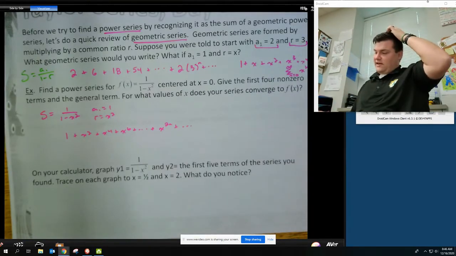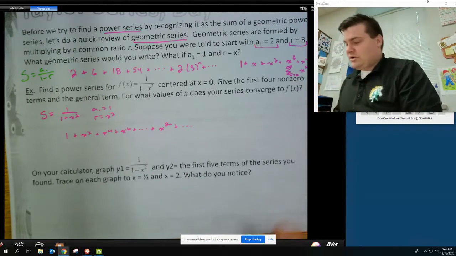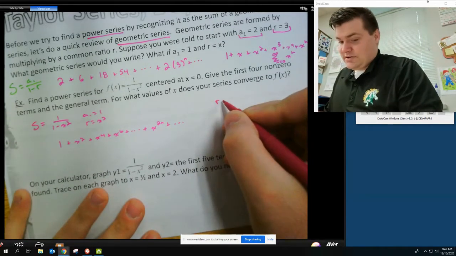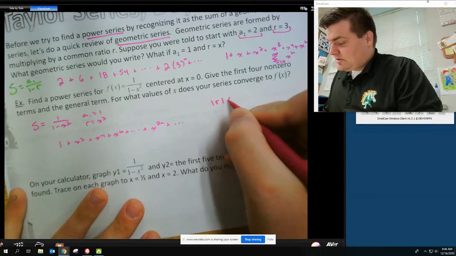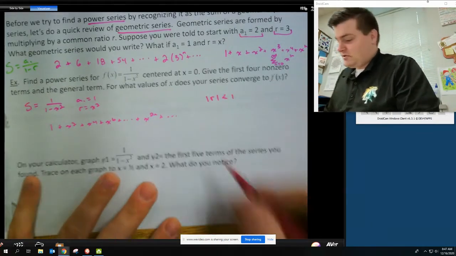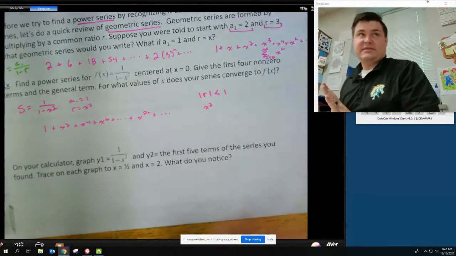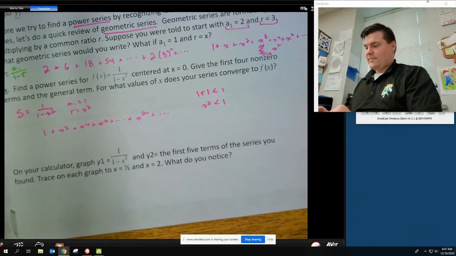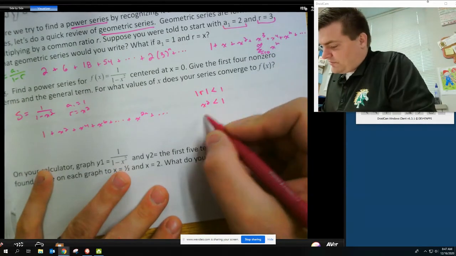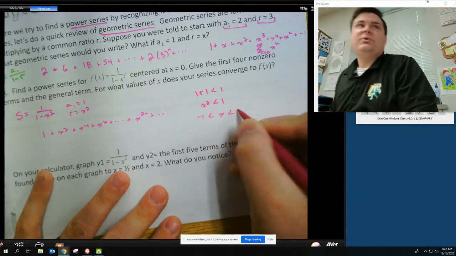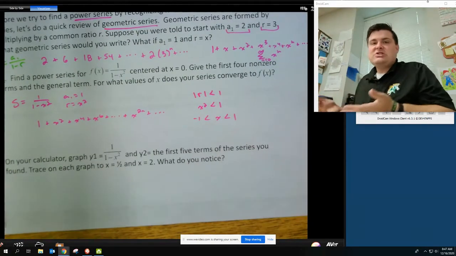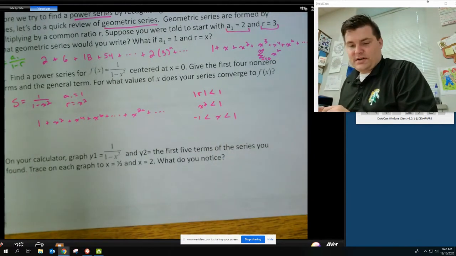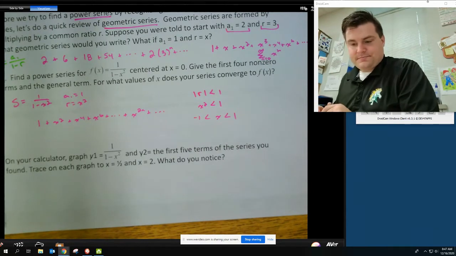So for what values of x does your series converge? Well, remember, it converges as long as the magnitude of r is less than 1. Since r is x squared, always positive, so don't worry about that, as long as that is less than 1. If I square root both sides, it's going to really look like this. Don't worry about the algebra, just use your brain for that one. So as long as x is between -1 and 1, we are good to go.